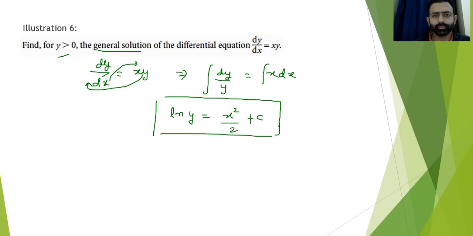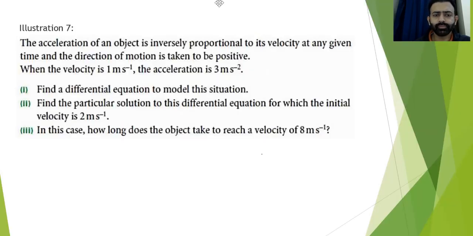Okay, it's very simple. Let us take another example. Now, this is just a repetition of what we have done in the previous video, where we were forming the differential equation, right? So now you will get some question where you have to form the equation and then you have to solve the differential equation by using some initial conditions, if they are given at all. Okay, so it says that the acceleration of an object is inversely proportional to its velocity at any given time, and the direction of motion is taken to be positive.